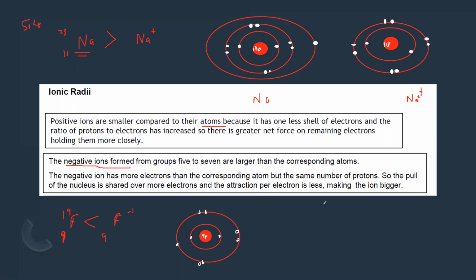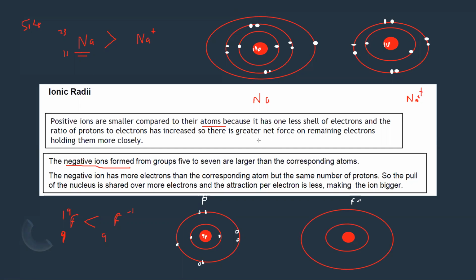But if it is a fluoride ion, it means it gained an electron. As it gains an electron, the outer shell will have more electrons. So each electron experiences a smaller, weaker force. As the force decreases, what we will observe is the same second shell, but greater in size.